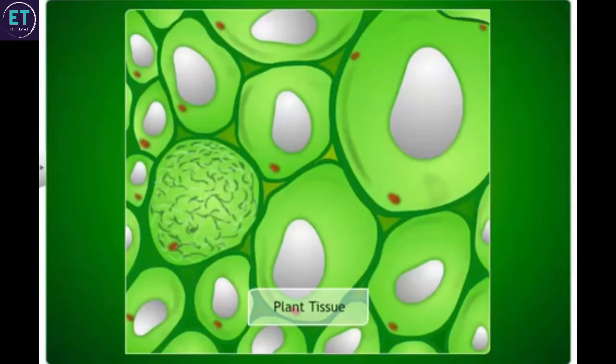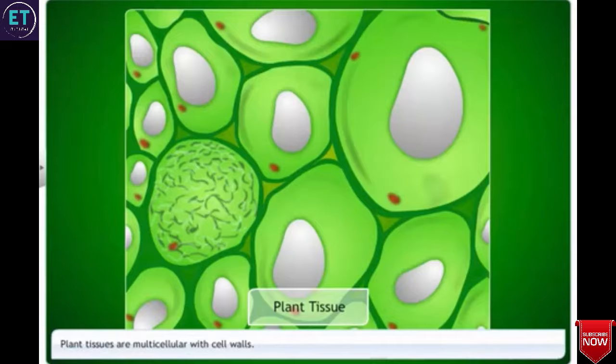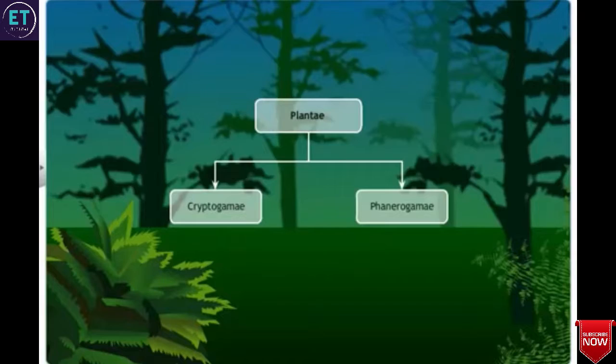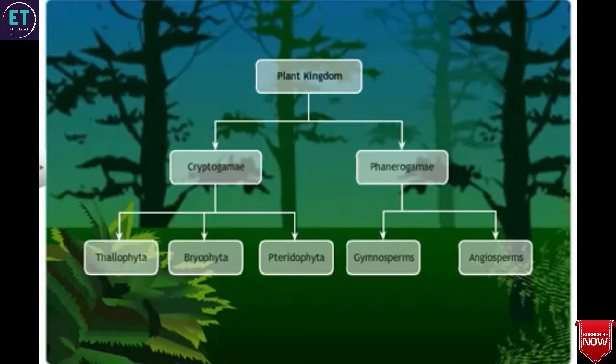This is a plant tissue. As you can see, plants are multicellular and have cell walls. The fascinating world of plants or plantae is divided into two sub-kingdoms. These sub-kingdoms are further divided into 5 distinct classes.